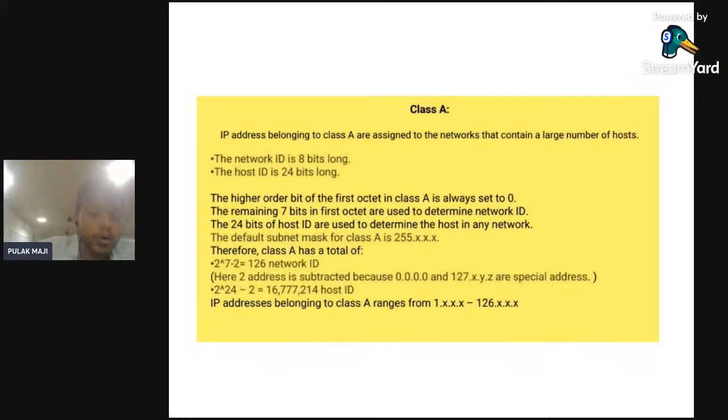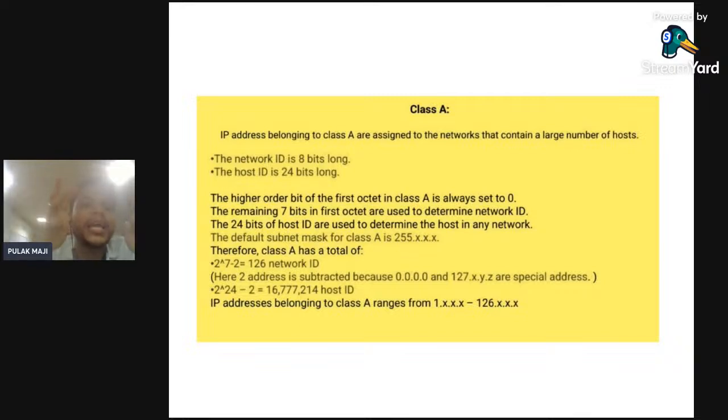So the main benefit we get in classless is the efficient usage of IP addresses. Here wastage is not there. That is the primary reason why we are using classless addressing. Next, what is written here? It makes the allocation of IP addresses more efficient.